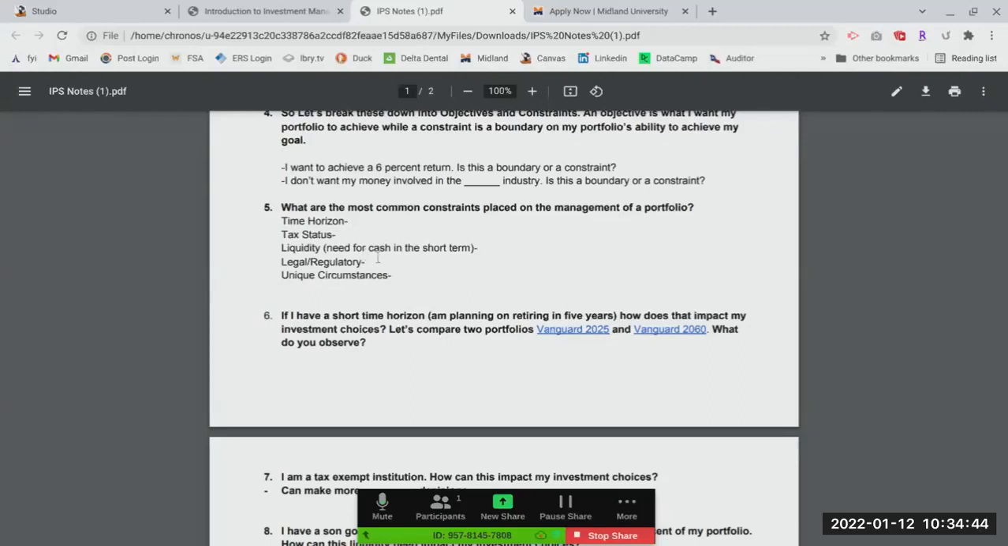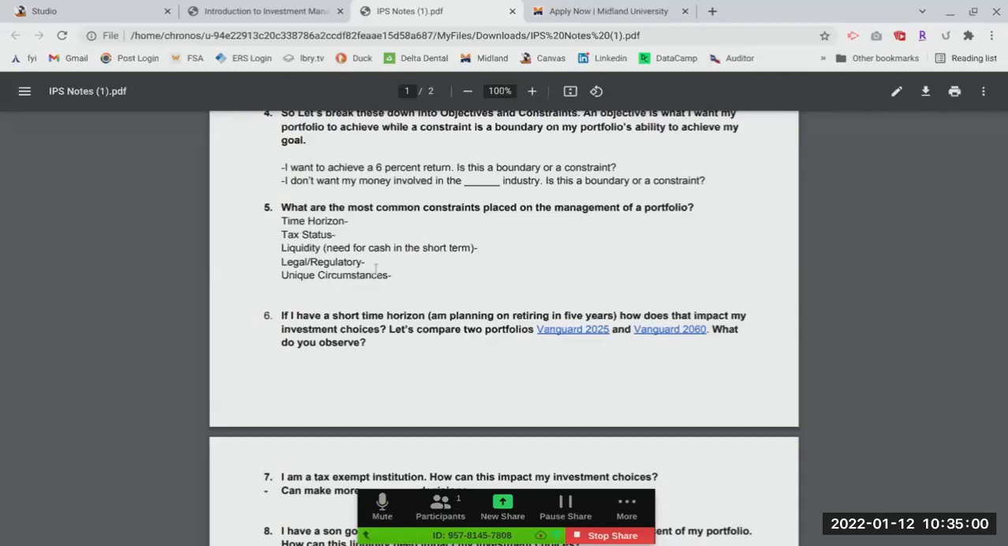Liquidity, maybe, in 5 years from now, my children are going off to college and I want to use part of this money to help pay for their college. So it'd be a liquidity need. Legal and regulatory, this is anything that's going to be imposed by our government.